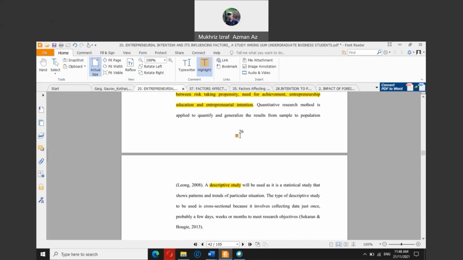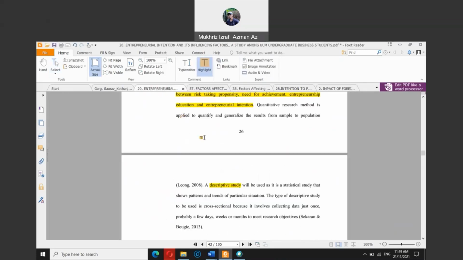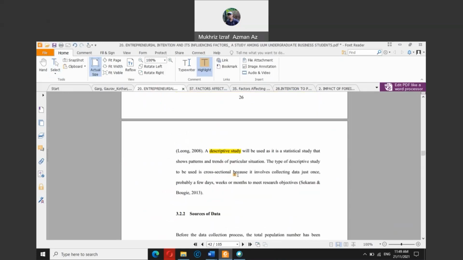So once you key in your data into SPSS, you can analyze this information, okay, the breakdown, using simple pie chart or bar graph. Usually we only rely on simple graphical tools, okay, to facilitate the interpretation under this descriptive study. Okay, and then you are going to explain a bit here the type of descriptive study to be used is cross-sectional because it involves collecting data just once. So basically, this is just the definition of what is descriptive study.